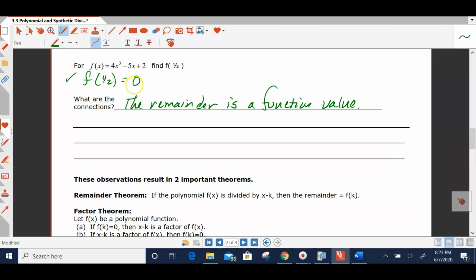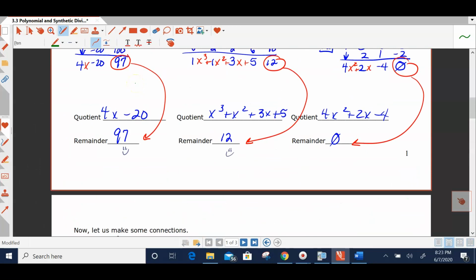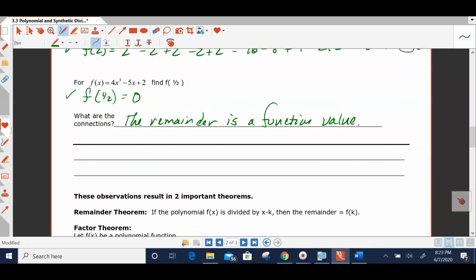And lastly, if you get a remainder of 0, like we saw over here, we have a remainder of 0. When you have a remainder of 0, the number that's in the box, like the 1/2, is actually a 0 of that polynomial function. I love these kinds of connections. So if the remainder is 0, then you found a 0 of the polynomial.